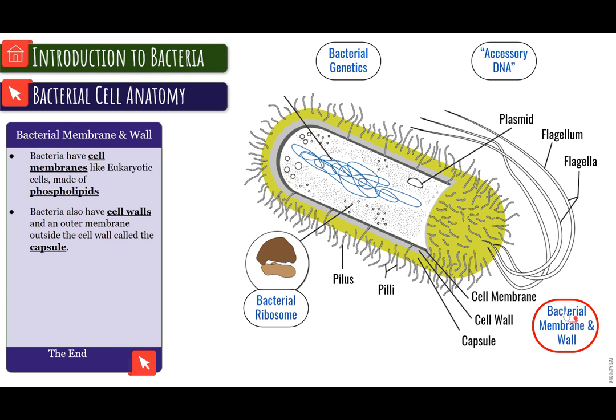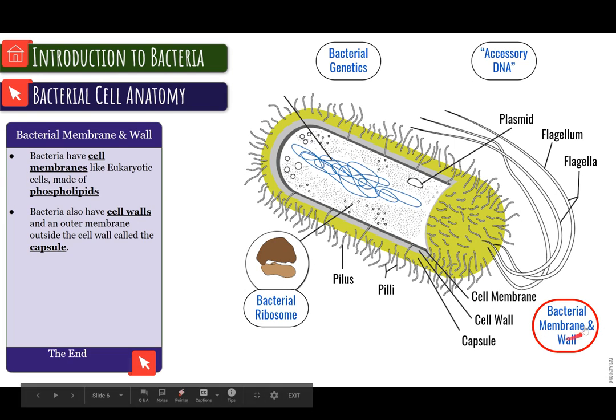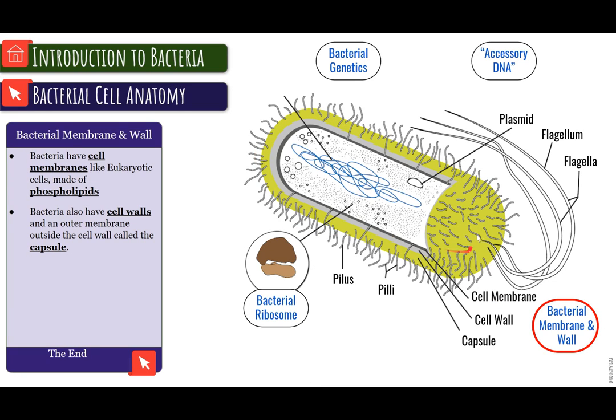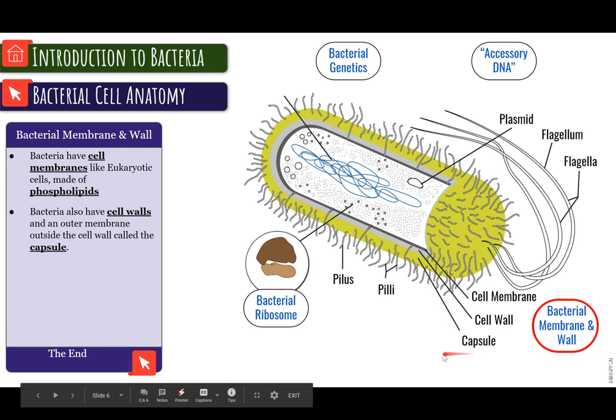Bacteria also have a cell membrane, which coats kind of the inside. This is kind of the grayish layer. But then they also have a cell wall, which is this highlighter yellow color. The cell wall on the outside is also called the capsule because it's encapsulating all of the bacteria.